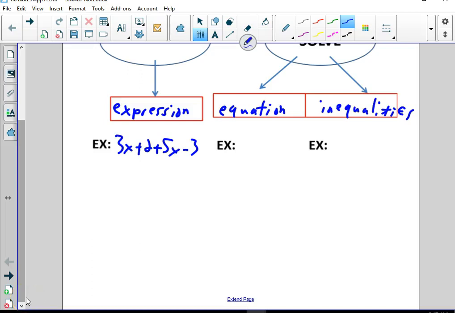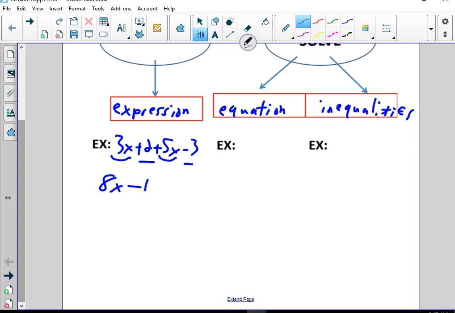So 3x plus 2 plus 5x minus 3. We can't solve it because there's no equation to solve, no equal sign. All we can do is simplify it, evaluate it. Okay, and that's when we do the joining like terms. So 5x plus 3x is 8x, 2 minus 3 is minus 1.